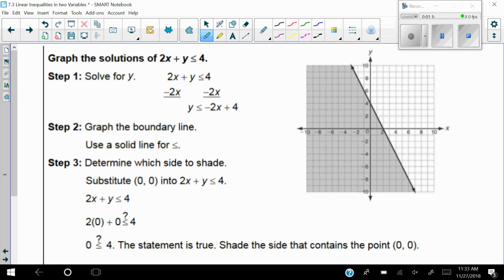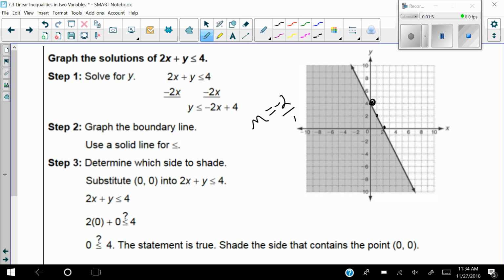All right, step two, you want to graph the boundary line. And you want to use a solid line because you have equal to. So you're going to come over here and find the y-intercept, which is 4, right here. And then do your rise over run because your m is equal to negative 2 over 1. So you're going to go down 2 and over 1, and that makes another dot. You go down 2 and over 1. Because it has an equal to, you're going to use a solid line.